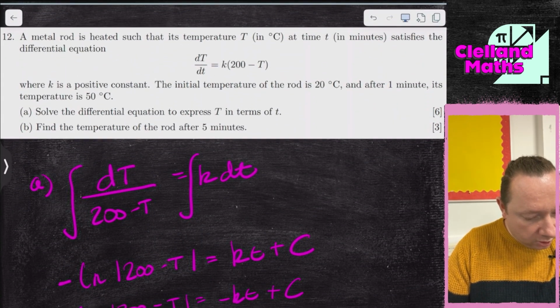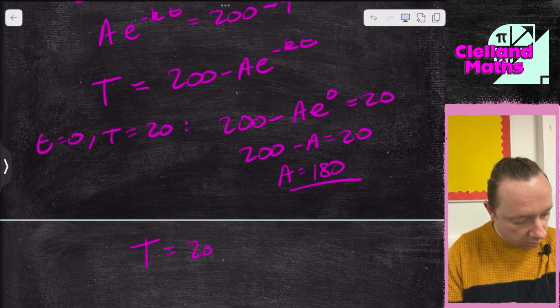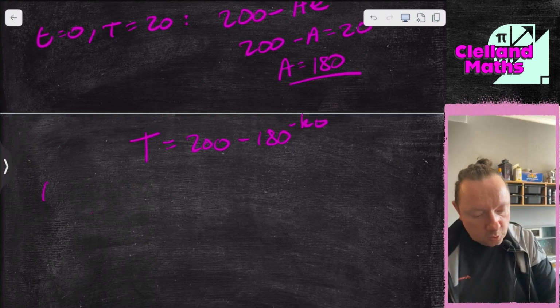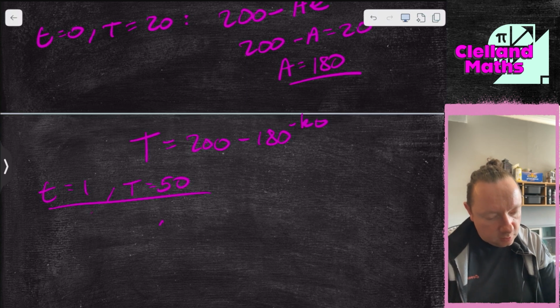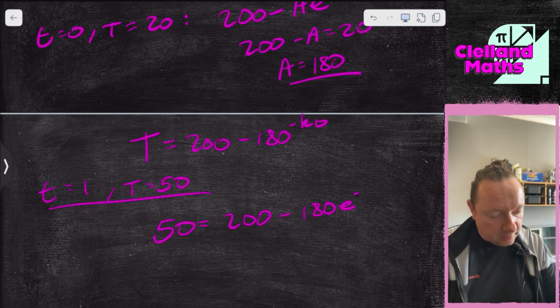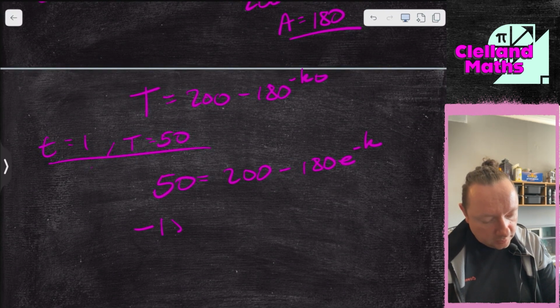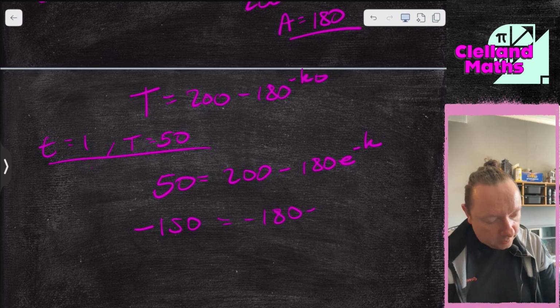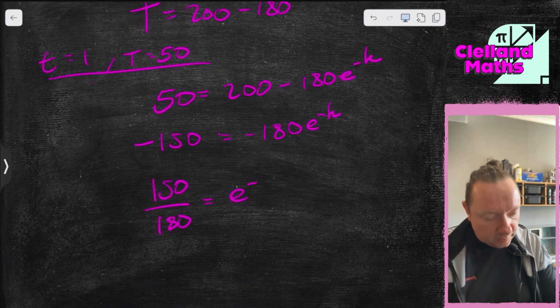After a minute, the temperature is 50. Okay, so we've got now T equals 200 minus 180 e to the power of minus kt. So when t equals 1, our temperature is 50. We can sub those conditions in. So 50 is 200 minus 180 e to the minus k times 1. Okay, so taking the 200 over, that gives me minus 150 equals minus 180 e to the minus k, divided by minus 180, well, minus divided by minus is a plus, 150 over 180 equals e to the minus k.